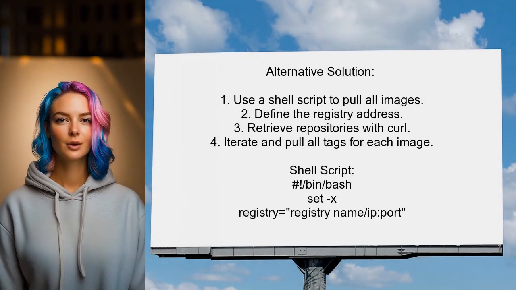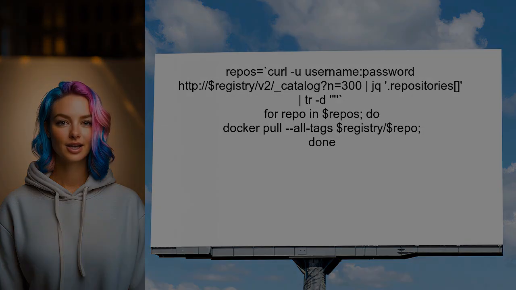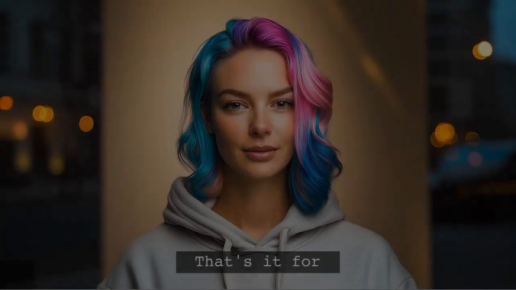An alternative solution provided by another user involves using a shell script to pull all Docker images with all tags from a Docker registry at once. The script starts by defining the registry's address and then retrieves the list of repositories using a curl command. It then iterates over each repository and pulls all tags for each image using the docker pull command. That's it for that response.